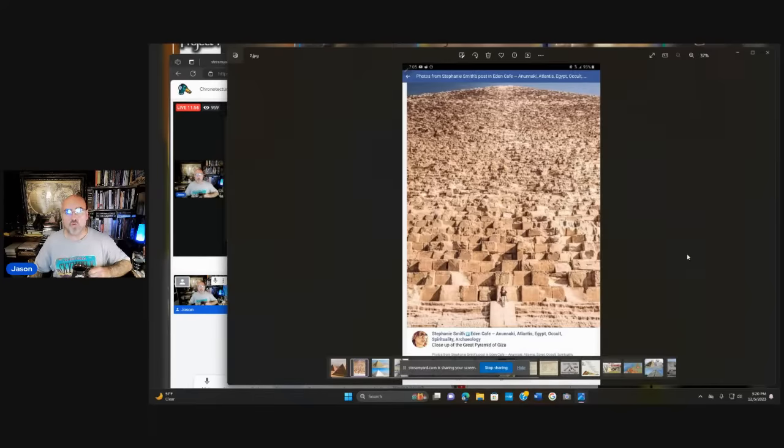This is not a large mountain carved. This is not terraforming, carving a mountain to make it look like a pyramid. That's different. This is solid construction. Each one of these blocks is fused together with adhesive 1/50th of an inch thick. There's supposed to be about 2.5 million of these blocks, with the heaviest 70-ton blocks higher up in the structure.